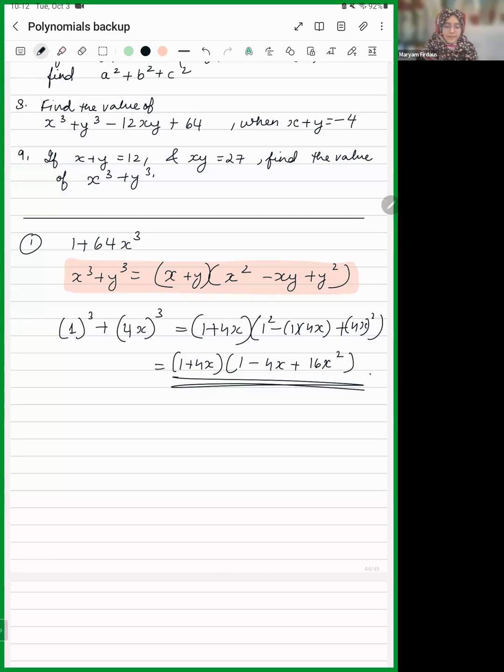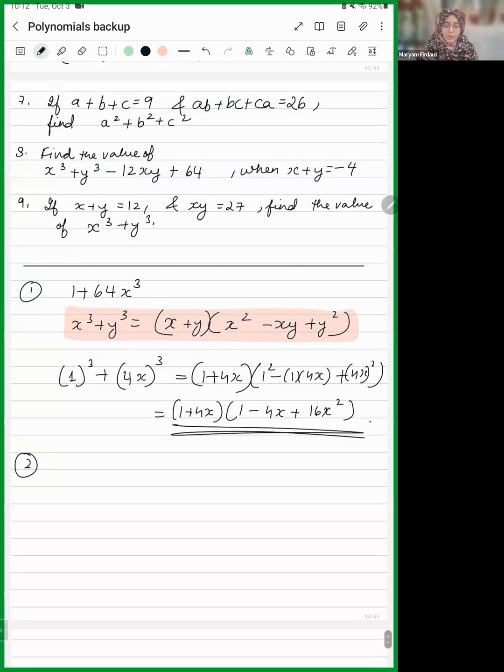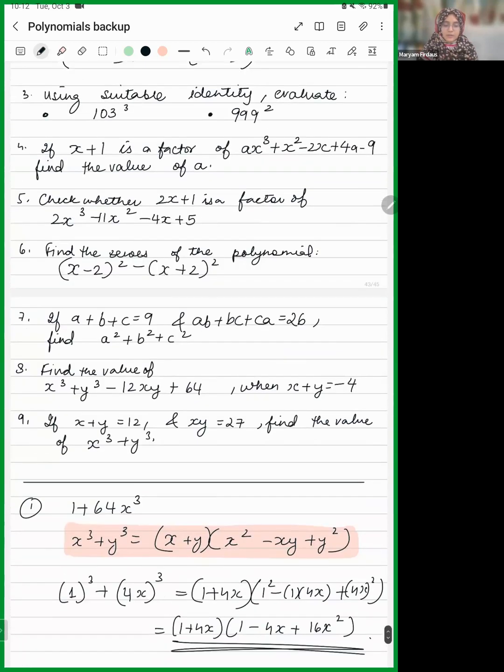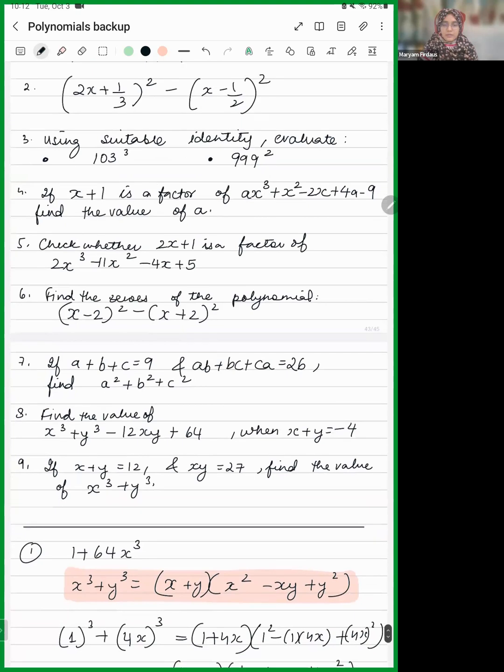Okay, let's move on to the second question. Acha, who will do the second question with me? You will learn through this. Even if you don't know how to do it, if you volunteer to do it, then you will learn through it.